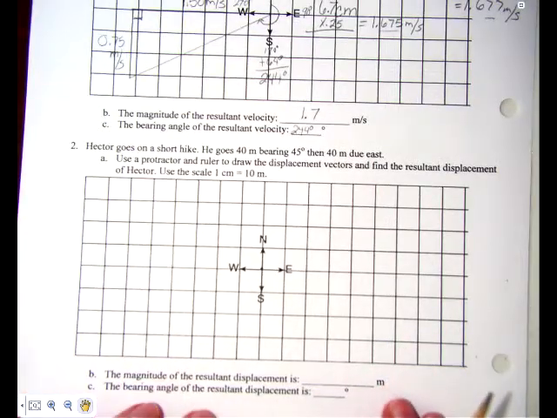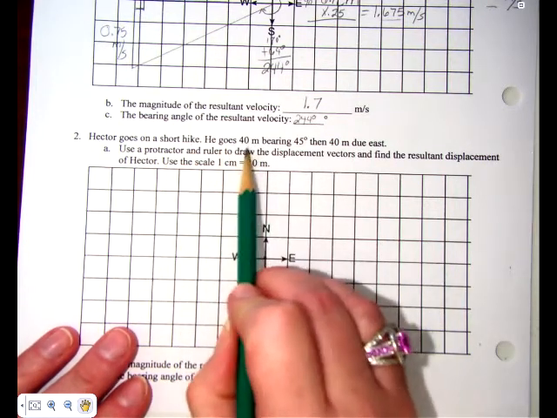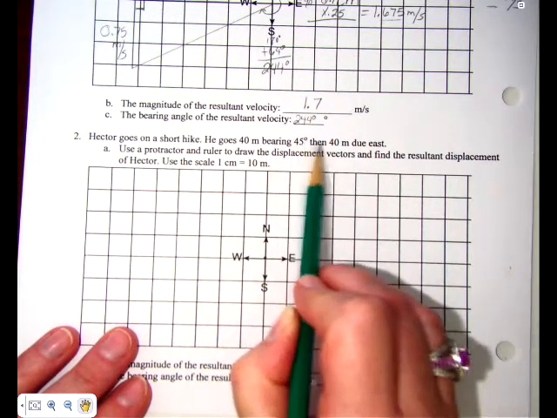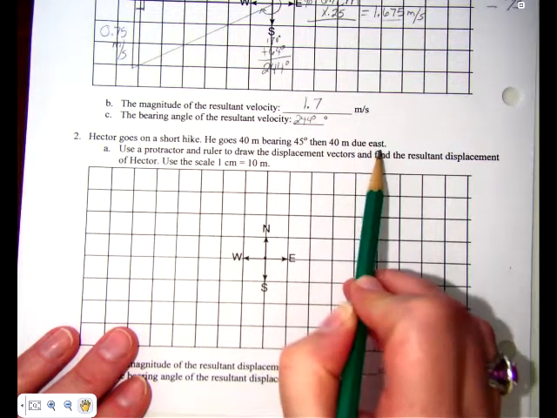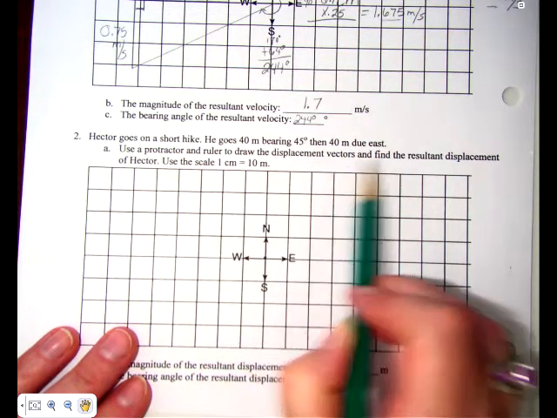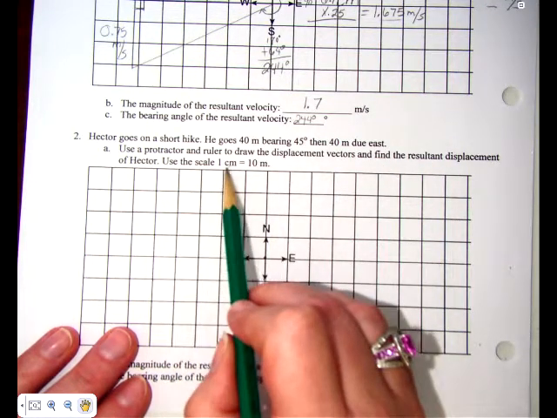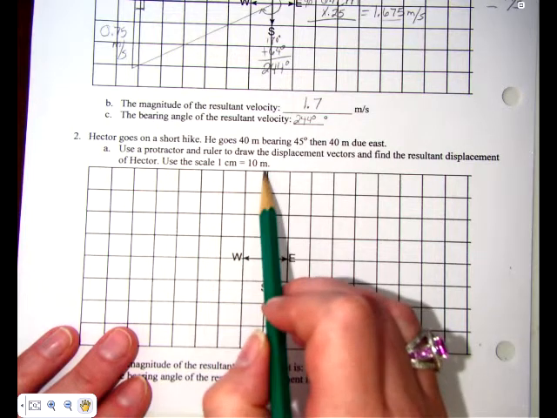Let's look at the bottom one. Hector goes on a short hike. He goes 40 meters bearing 45 degrees, then 40 meters due east. Use a protractor and ruler to draw the displacement vectors and find the resultant displacement of Hector. Use the scale, 1 centimeter is equal to 10 meters.